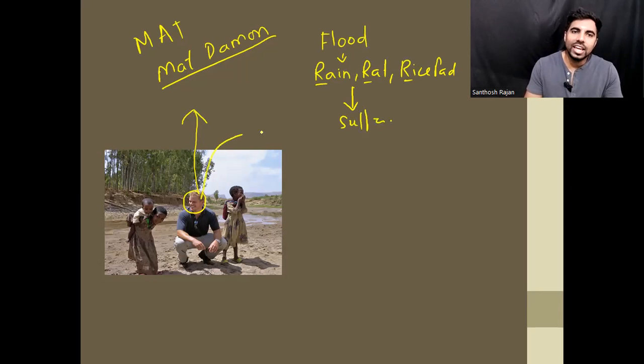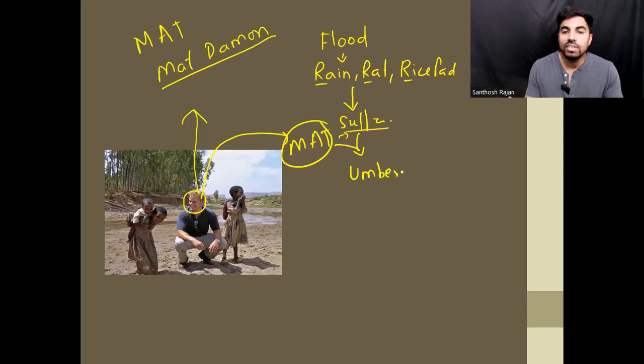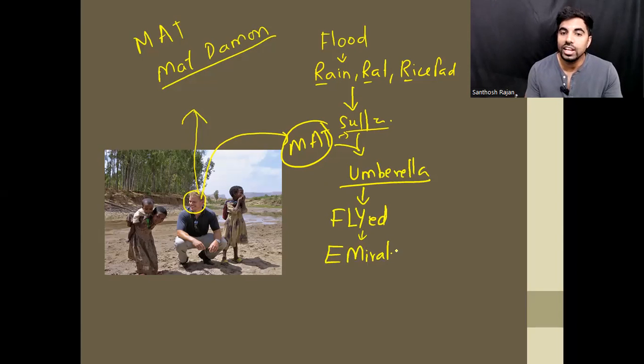Then what happened? Matt came into the picture. Matt came to help them in India, all the way from the US. The first thing he gave, since it was raining, was an umbrella. He gave an umbrella to everyone, for the kids and everything. And after the umbrella, he thought, no, I'm not going to allow them to stay in India, I'm going to take them back. So he flew everyone in an Emirates flight, where? To Korea. He took them to Korea.